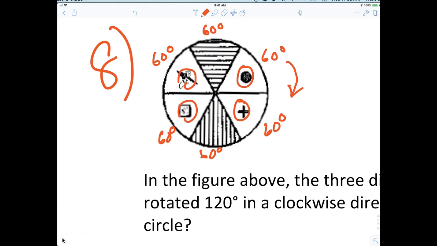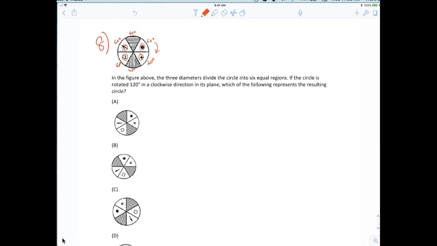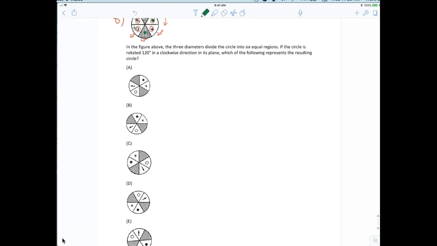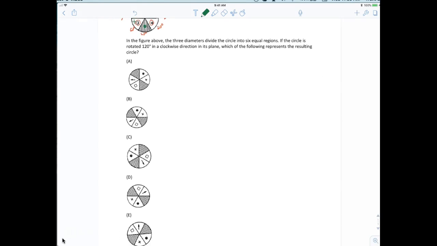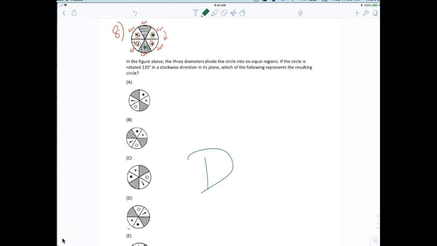So let's see if D is correct. The green dot right here, I'm going to put down here. Does everybody agree with that? Then the plus sign would go there. All right, so is that D? Yes, that is D. Good job, guys. Very good on your rotations.